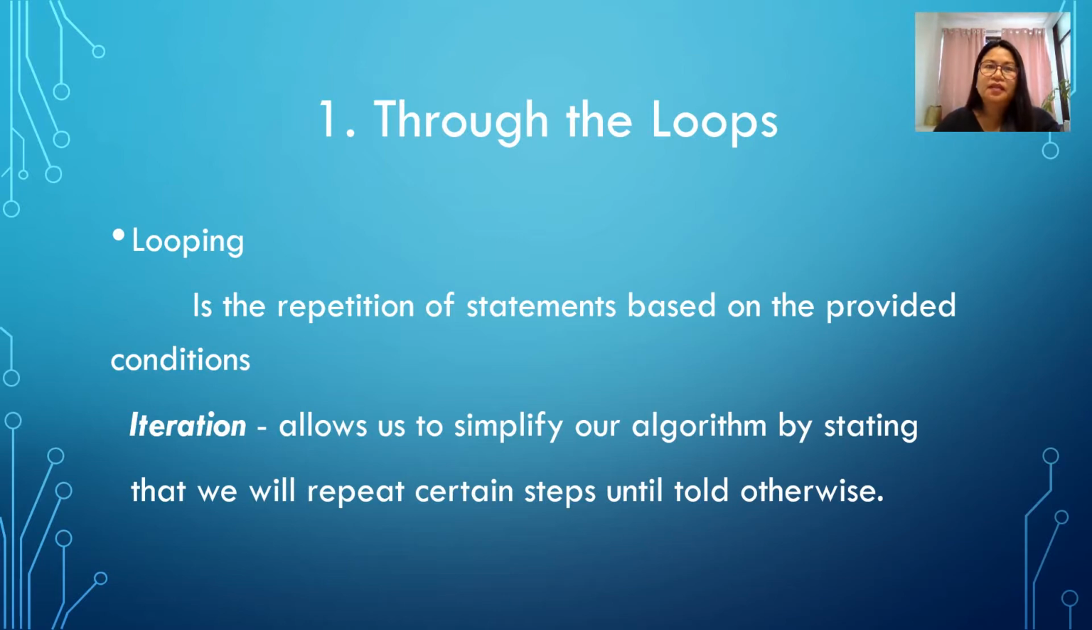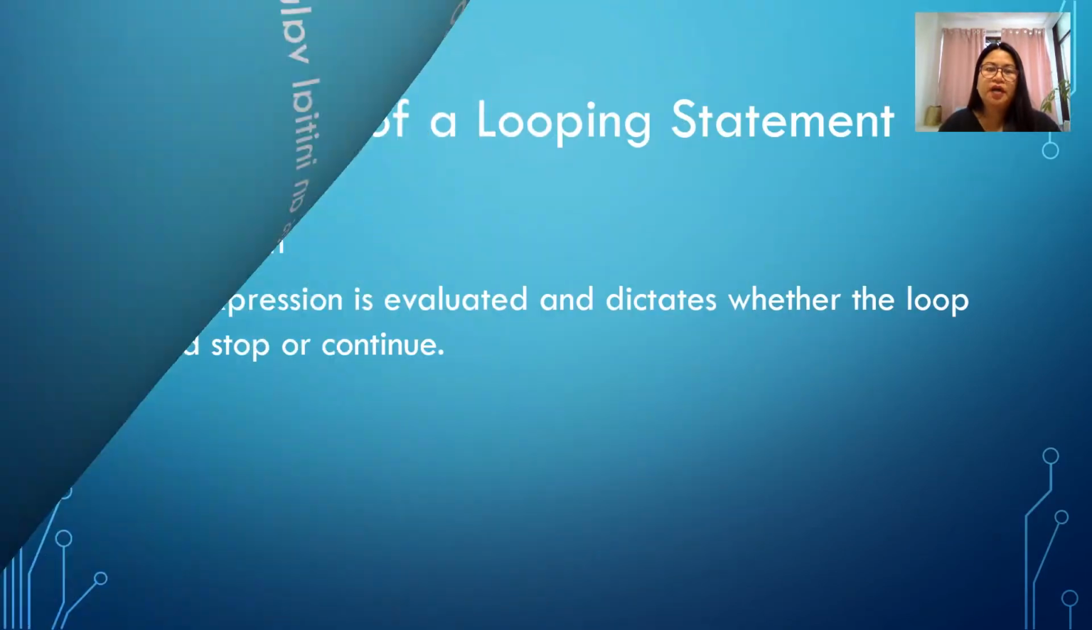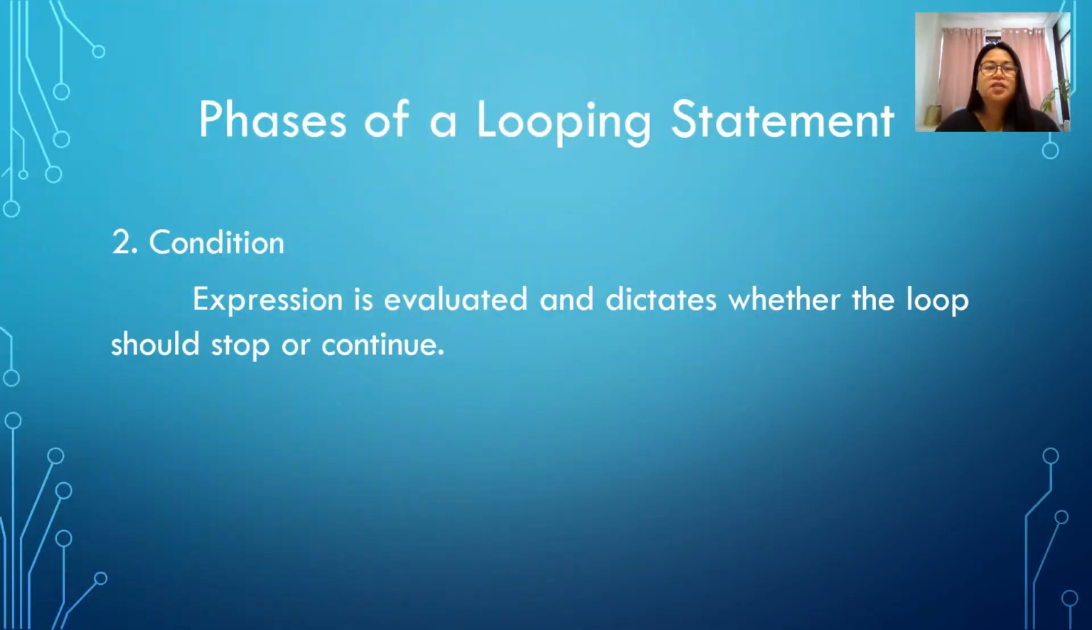Now there are four phases of the looping statement. The first one is the initialization. Initialization is the phase in looping statements where a variable called counter is set to an initial value and it manages the flow of the loop. And then next we have the condition. Condition is the phase in looping statements where an expression is evaluated and dictates whether the loop should stop or continue.